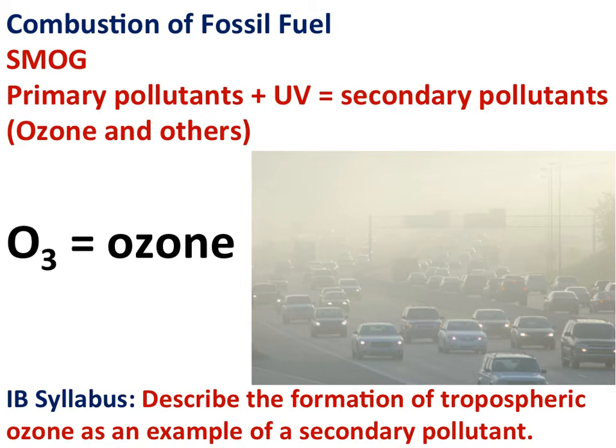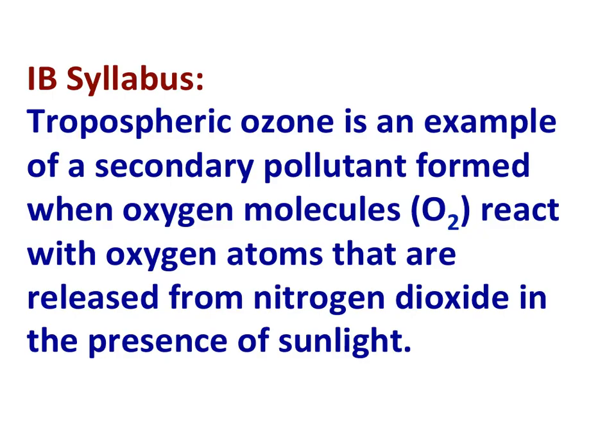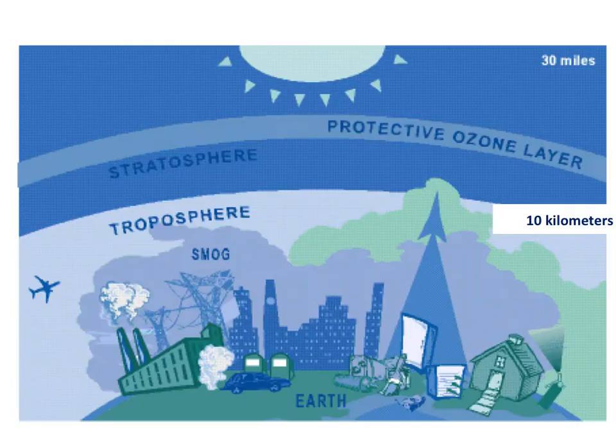Ozone is the dangerous secondary pollutant typical of smog conditions. Here's the relevant IB syllabus statement. Tropospheric ozone is an example of a secondary pollutant formed when oxygen molecules react with oxygen atoms that are released from nitrogen dioxide in the presence of sunlight. I've covered this material in previous slides.